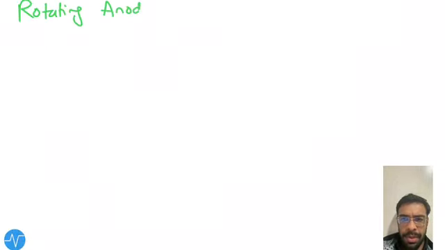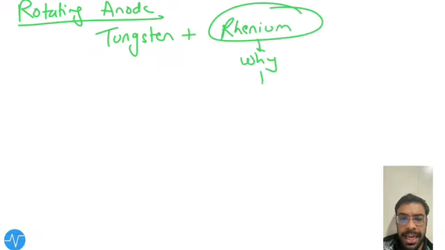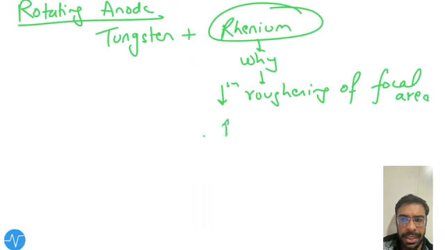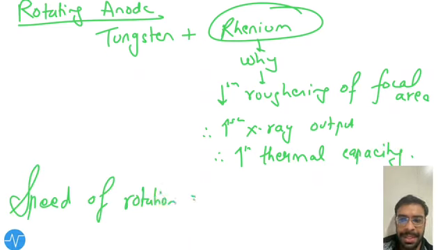Rotating anode. Rotating anode is made up of tungsten plus rhenium. Now why rhenium? Because it will decrease the roughening of the focal area, therefore it will increase the X-ray output and therefore increase thermal capacity. The speed of rotation is 3000 to 3600 rpm.